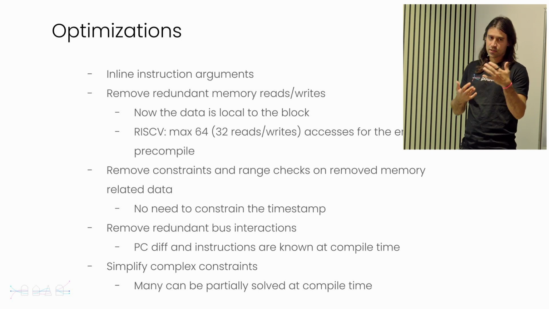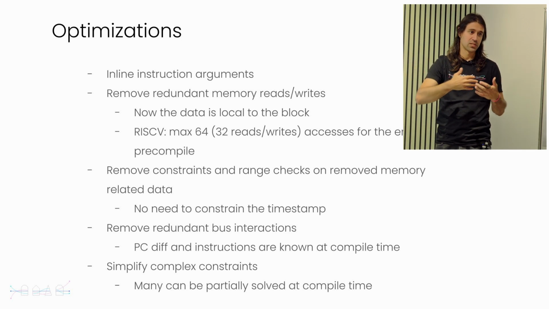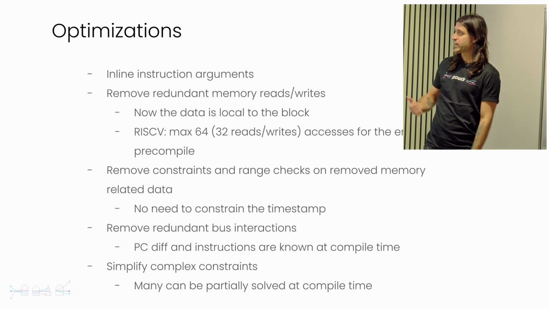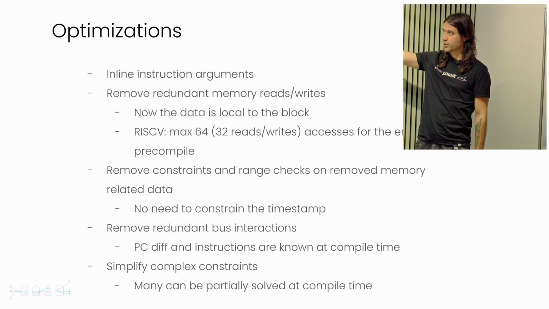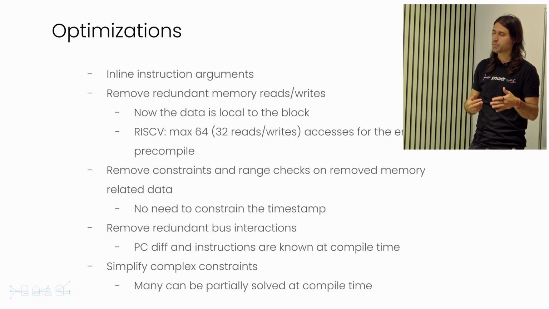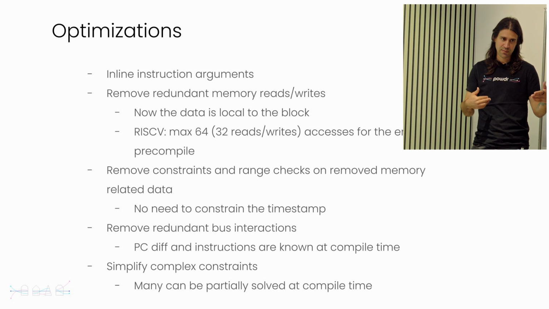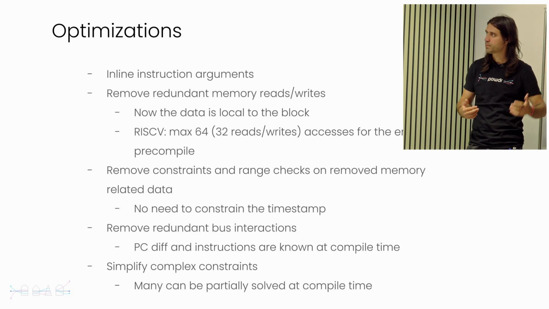Because now the data is local to the block, I don't have to go to memory for every instruction, which is very common in RISC-V because of the stack model it uses in RAM. And especially in RISC-V, we actually get an upper bound for the amount of reads and writes for registers that a precompile is going to do. It's going to be maximum 64, 32 reads and 32 writes, because there are 32 registers, and you only have to keep the first read and the last write. Everything in between can be completely inlined.